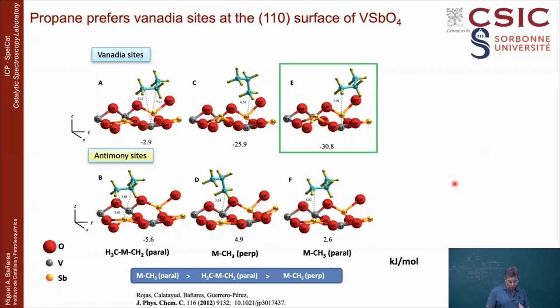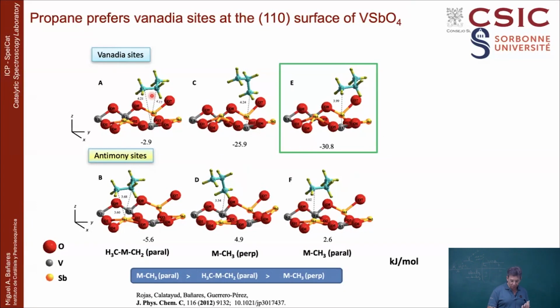Basically, there is a vanadium site in gray, an antimony site in yellow, the red one is oxygen, and this is the hydrocarbon. The molecules present in the reaction, at least that we know, are propane, because we are feeding propane, so propane is one of the reactants, and ammonia is the other reactant. Then we calculate those things.